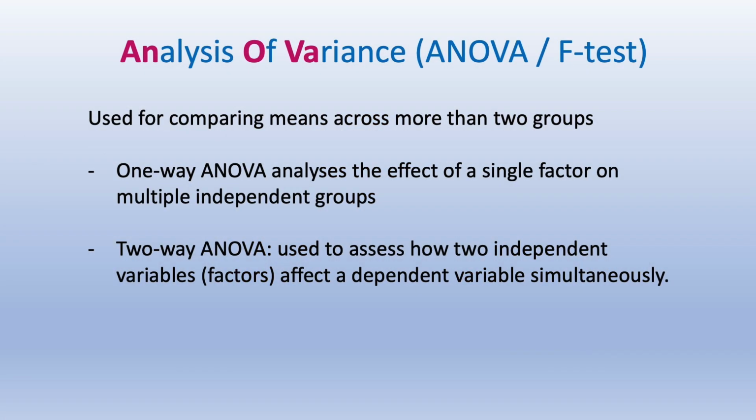Let us now see when the analysis of variance, ANOVA or F-test, is done. ANOVA is used for comparing means across more than two groups by testing the null hypothesis that all group means are equal. A one-way ANOVA analyzes the effect of a single factor on multiple independent groups, and a two-way ANOVA is used to assess how two independent variables affect a dependent variable simultaneously.